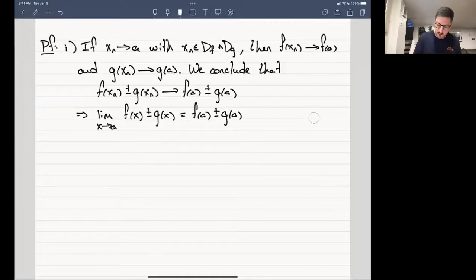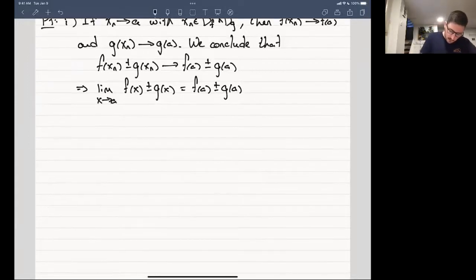Maybe I won't put the tombstone there because we're still going. But part 2, this is nearly identical to part one, right?